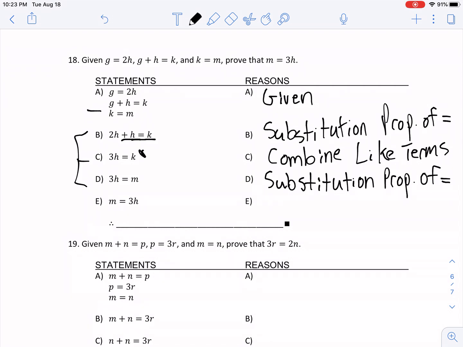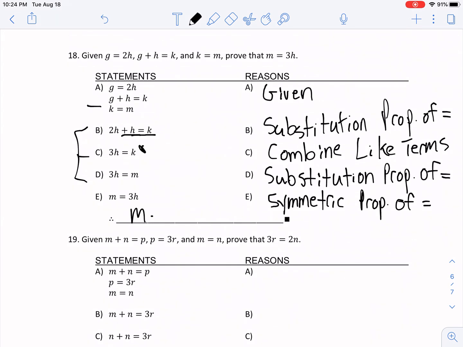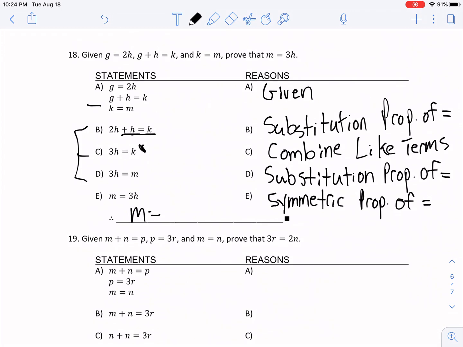And then lastly, what is the only difference between D and E? Well, they just flip the statements, right? Well, if you go back to your notes, remember that's the symmetric property of equality. Okay, if A equals B, then B equals A. So therefore, M equals 3H. Okay, so this is all I wanted you to do for now.